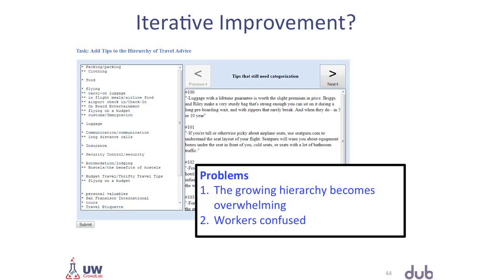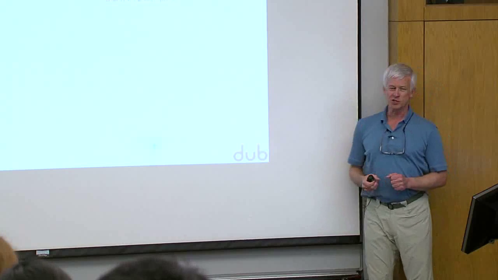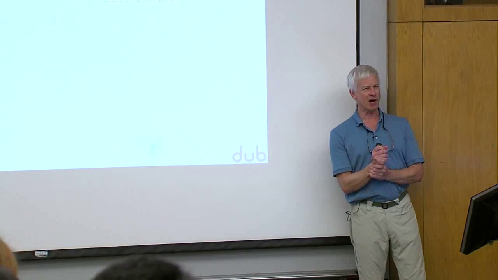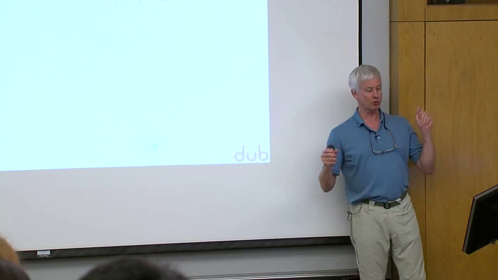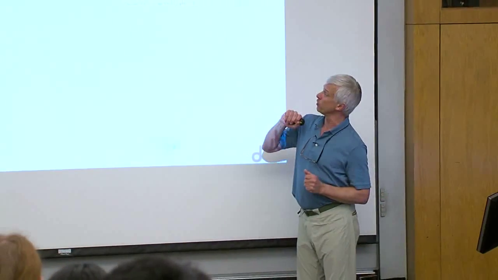Basically, the hierarchy became really unwieldy, and the workers came in and they couldn't understand what it was, and they were confused about what they were supposed to do, and it didn't work. So the basic takeaway was we need to decompose the tasks into much smaller steps to make it easier for them to do. So the next thing she did was try having workers do category comparisons.